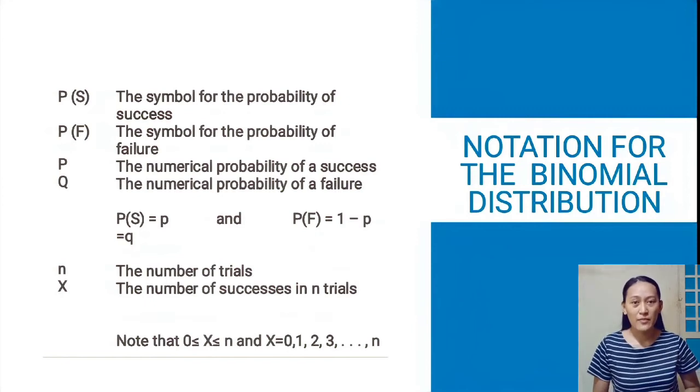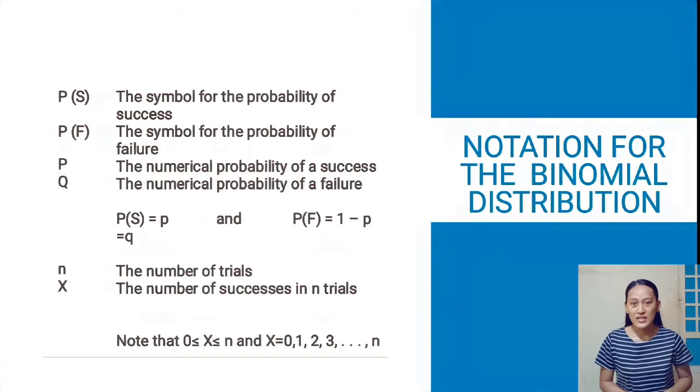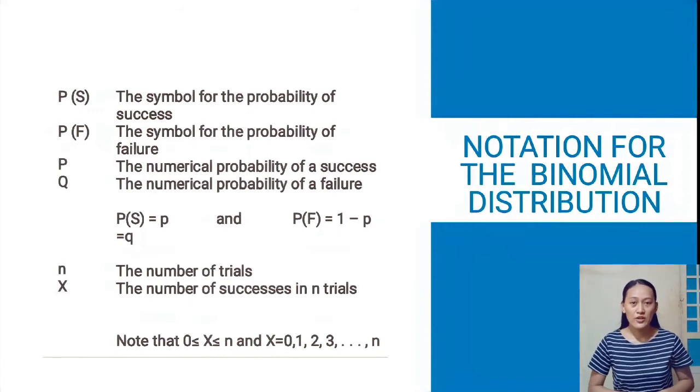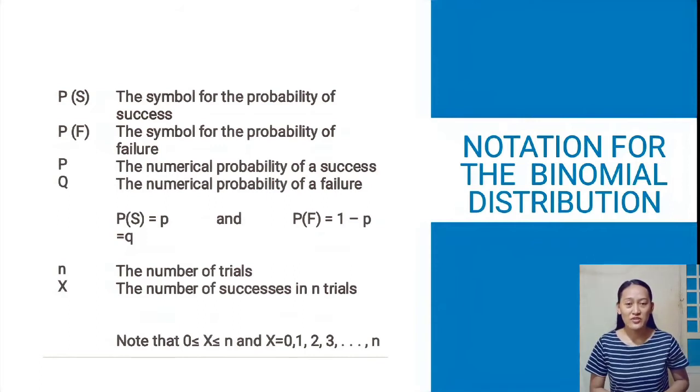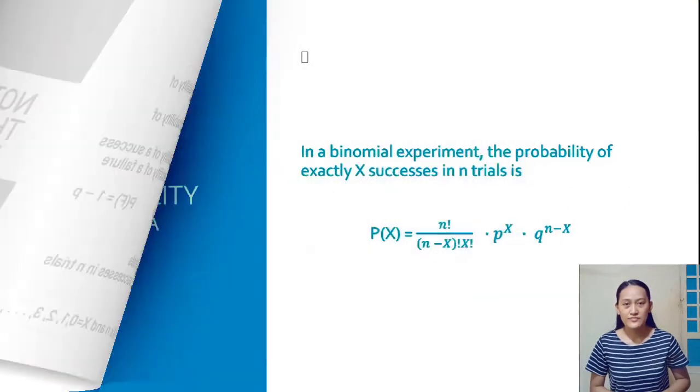n is the number of trials. X is the number of successes in n trials. Note that X is greater than or equal to 0 but less than or equal to n, and X is equal to 0, 1, 2, 3, and so on.